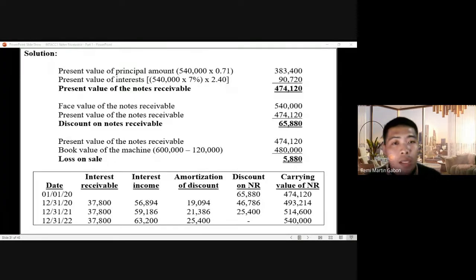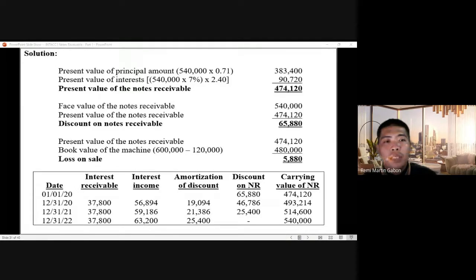Now, there is a question kanina sa morning. Sir, why is it that the amortization of discount is added? Okay, why? Sige, tanong ko, sagot ko. Take note that our end goal is to collect or realize 540,000.